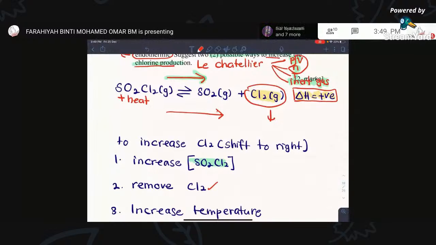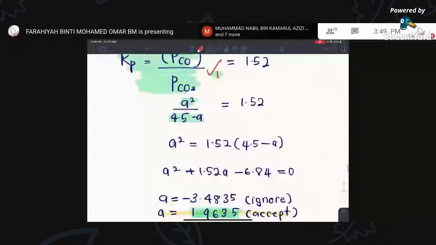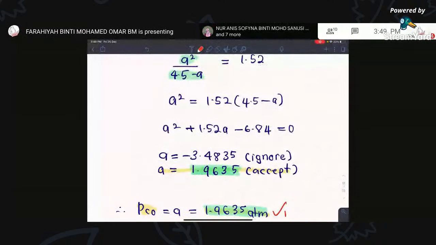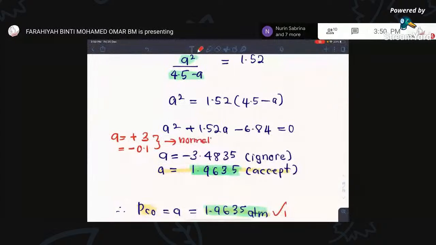Ada satu soalan daripada Josephine is about this question. Dia tanya kalau for example negative A, negative, positive 3 and negative 0.1, nak accept yang mana? Sepatutnya dia takkan jadi macam ni lah. Normally, not occur. Biasanya dia takkan jadi macam tu. But then, ya, kalau kamu pilih, you kena pilih. Kalau jadi juga, you kena pilih near to one. Kalau berlaku juga, you akan pilih which one is near to one.